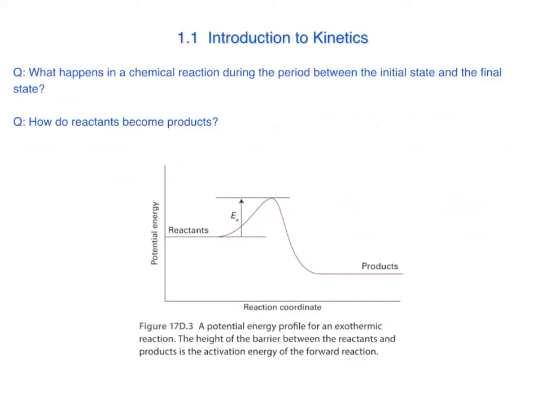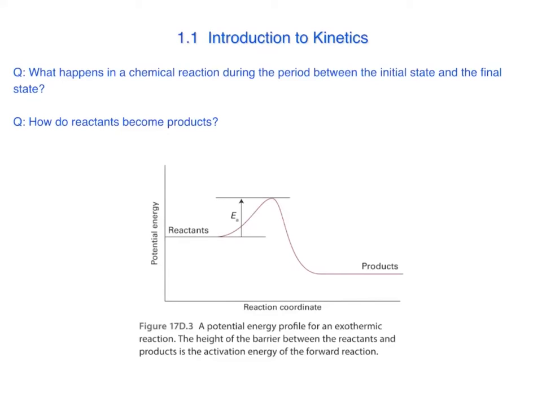So the question we should ask ourselves is, what happens in a chemical reaction during the period between the initial state and the final state? How do reactants become products? When you think back to Chem 250 in thermodynamics, what you were mostly concerned with was conditions surrounding the initial state and conditions surrounding the final state. For example, looking at the free energy of those two states and comparing that difference.